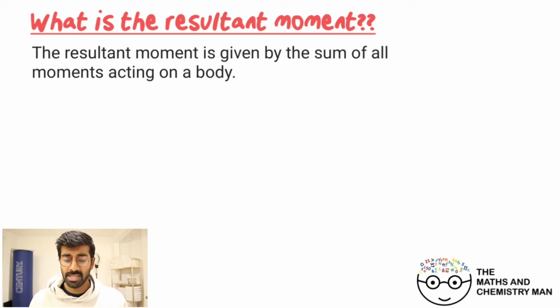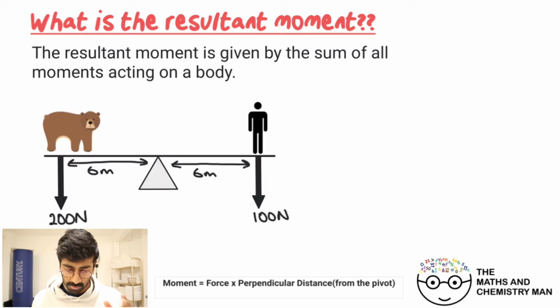And a good place to start thinking about this is maybe on like a seesaw. But before that, a quick definition for a resultant moment. So it's given by the sum of all moments acting on a body. So as I said, we can think about this using a seesaw.